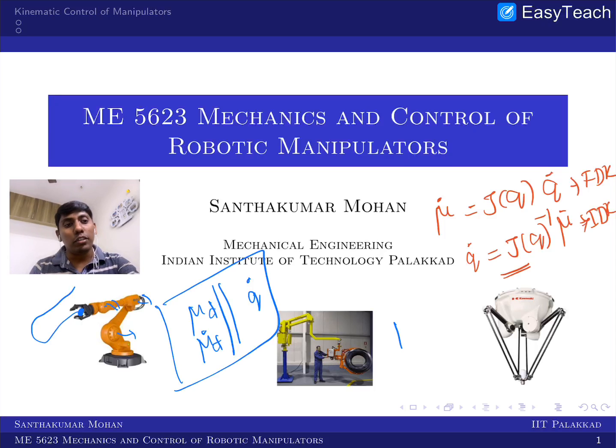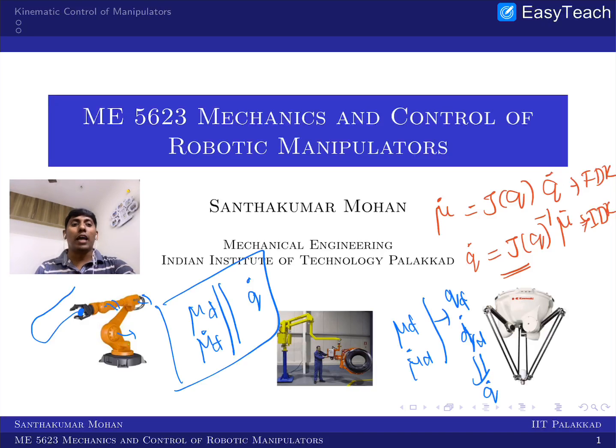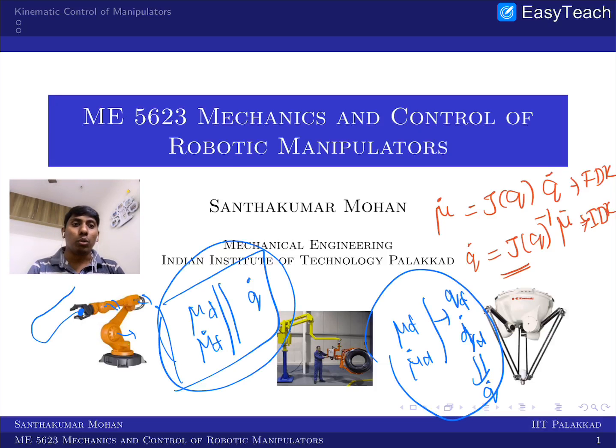Whereas the other way around, from mu desired and mu desired dot, I derive q desired and q desired dot, and then I calculate what would be the actual joint space velocity. This is what we call joint space control, and the former is task space control. In differential kinematics also, we are still mapping the operational space variable to the configuration space variable, or the configuration space variable to the operational space variable. That mapping we are still doing.